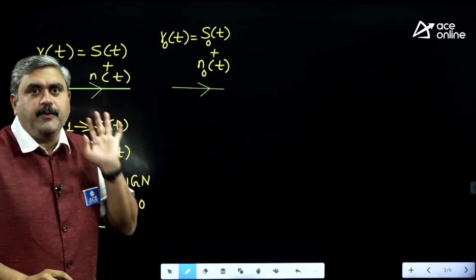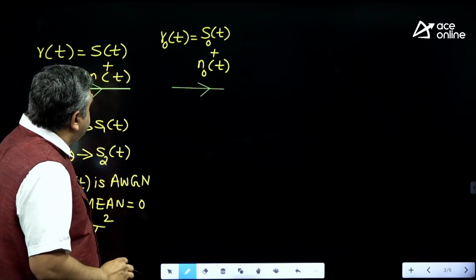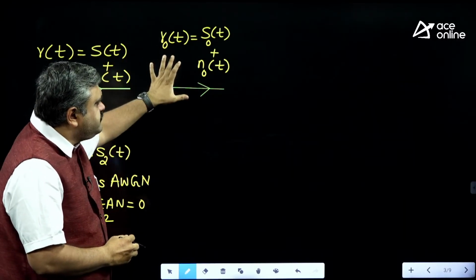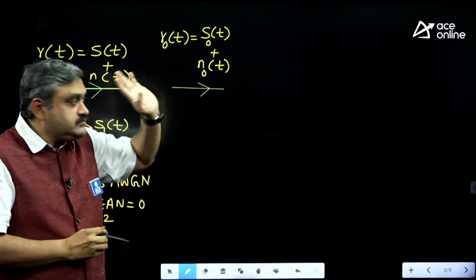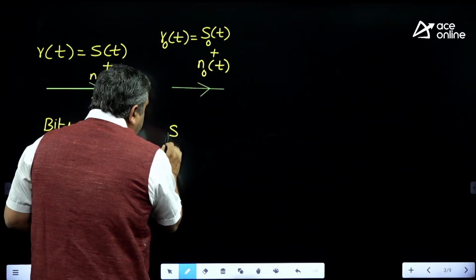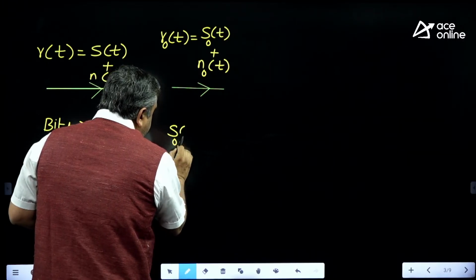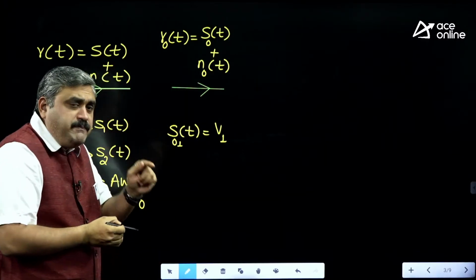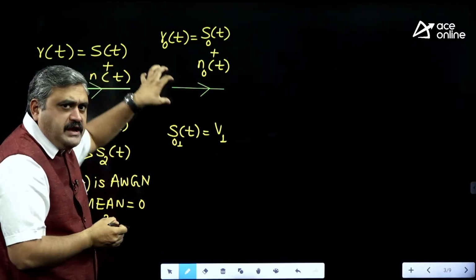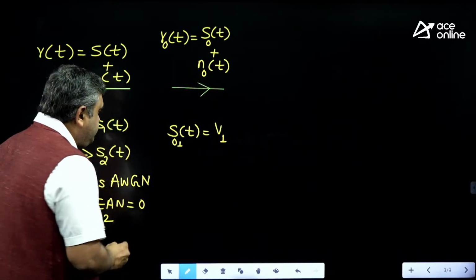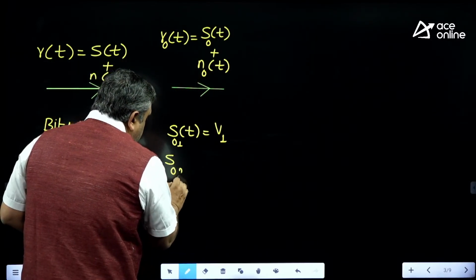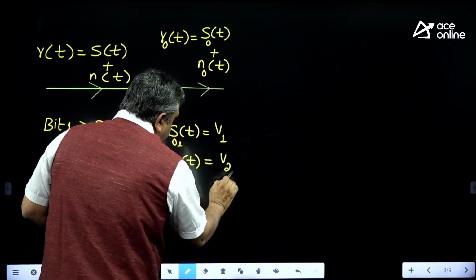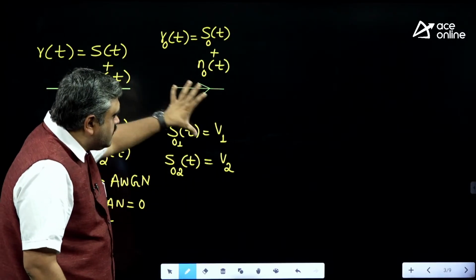This is a very, very important point. Whatever signal comes at the input of the receiver goes through various blocks and then comes to this stage. Now this S naught of t, I am writing S naught 1 of t as V1. That means when the signal for bit 1 came at the input of the receiver, after it gets processed, its voltage is V1, and when bit 0 comes at the input of the receiver, after it gets processed, I am writing it as V2. So this is the signal component part.